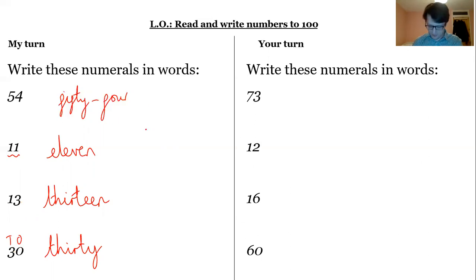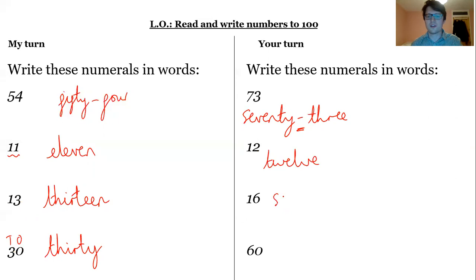So you've had a go, let's have a look together. Well, we've got 73. Again, don't forget this little hyphen here in between the two numbers. 12 is just one we've got to know. 16, and then 6 10s is the same as 60.